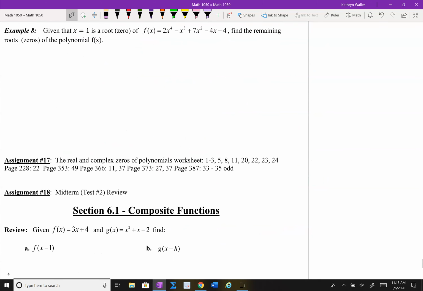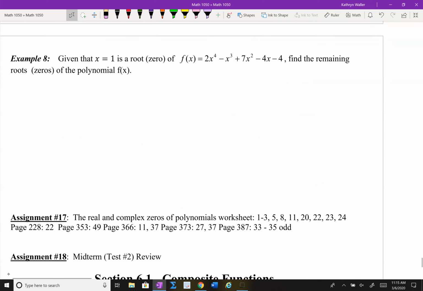Okay? Okay, example 8. Example 8, and then we're done. And this is it to the midterm. So that should feel a little bit of weight off your shoulders, hopefully, okay?